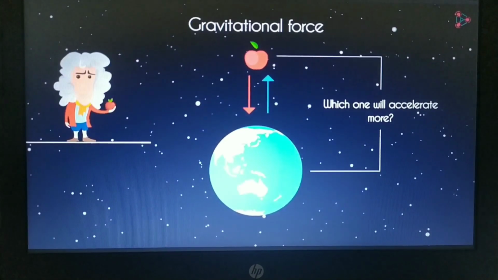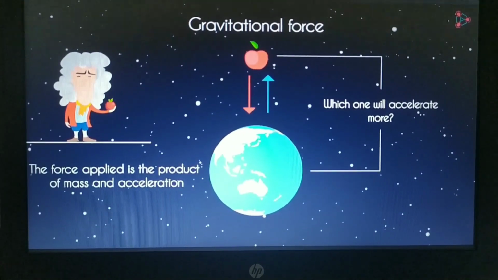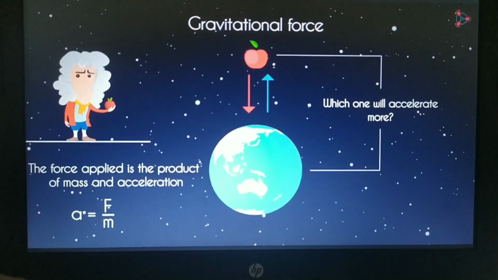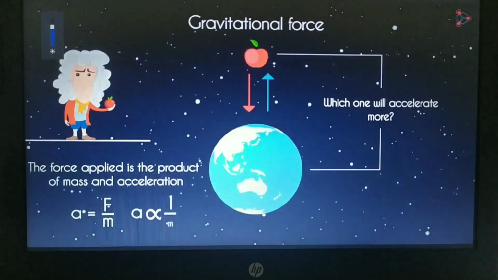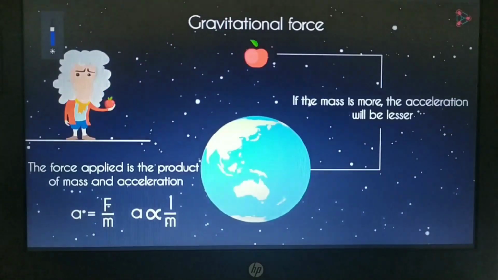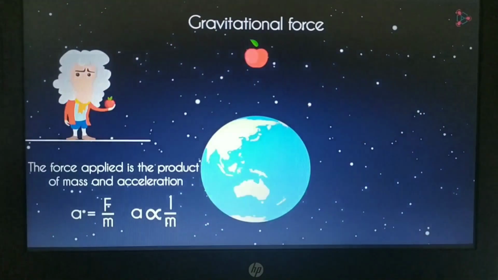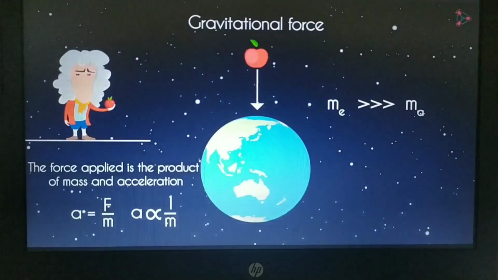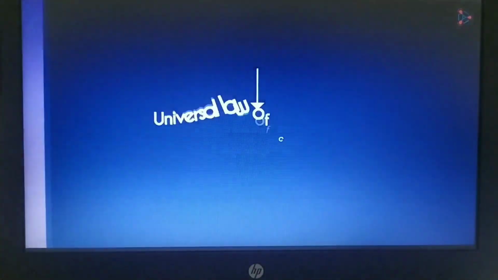Based on the Newton's second law, we know that the force applied is the product of mass and acceleration. So the acceleration will equal force over the mass. The acceleration is inversely proportional to the mass. If the mass is more, the acceleration will be lesser. As the mass of the earth is much more than the mass of the apple, it is the apple that accelerates towards the earth and not the other way around. Hope that makes it clear. Now the question is, how do we quantify this force? To understand this, we need to understand a simple concept. And this simple concept is called the universal law of gravitation.